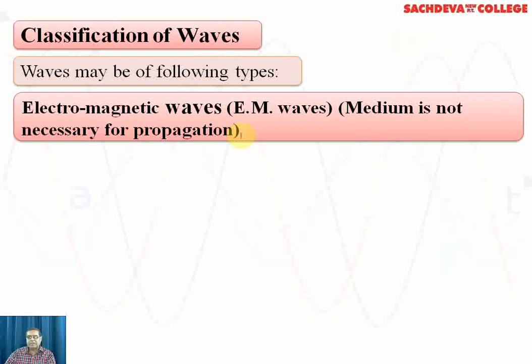And another thing which is important, electromagnetic waves are basically transverse waves and they do not require a material medium for propagation. When they come from the sun to earth or in the space, they move without any medium.